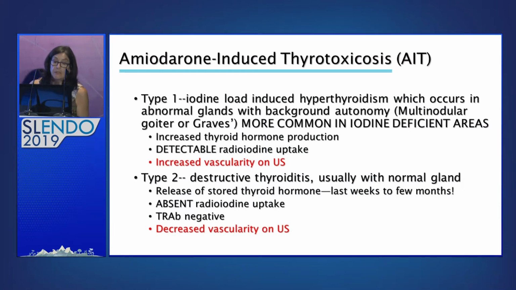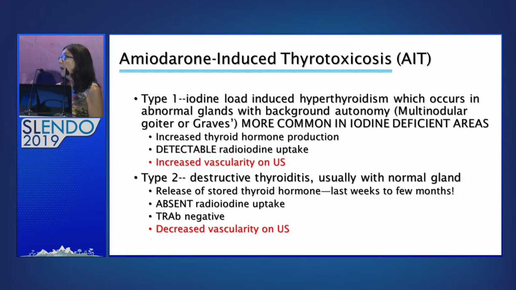So amiodarone-induced thyrotoxicosis is generally divided into 2 types. The first one is based upon the fact that your background thyroid is abnormal and has some nodules with some autonomy, so multinodular goiter or potentially even Graves. And this is more common in iodine-deficient areas, which is generally not Sri Lanka, based upon those slides from the pregnancy talk. And so the iodine load actually increases thyroid hormone production, hyperthyroidism in these nodules, and you may have a detectable radioiodine uptake. It's not going to be elevated because these patients still have huge amounts of iodine, but you actually may get an uptake of 5% or 6%. I think the highest I've ever seen is about 6%. And you'll see it actually in the nodules. If this is related to Graves' disease, you will see increased vascularity on ultrasound.